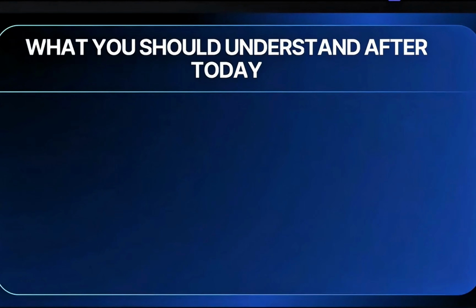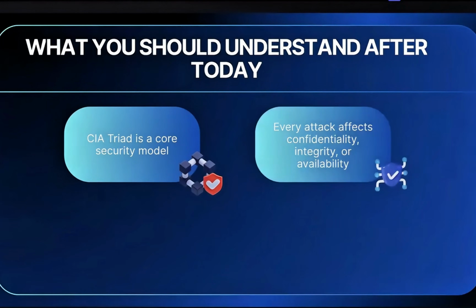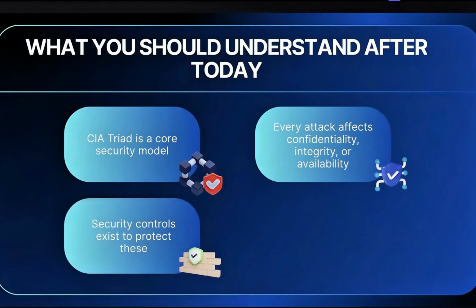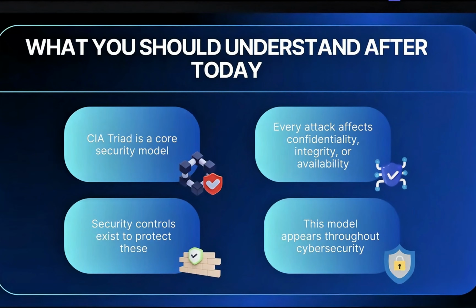So let's take a summary of what we've learned so far. The CIA Triad model forms the foundation of many cybersecurity decisions. The CIA Triad is a core security model, and every attack affects confidentiality, integrity, or availability. Also, we've learned that security controls exist to protect these principles. And lastly, you are going to see this model throughout cybersecurity. You're going to see it throughout this course. So it is not something you must joke about.